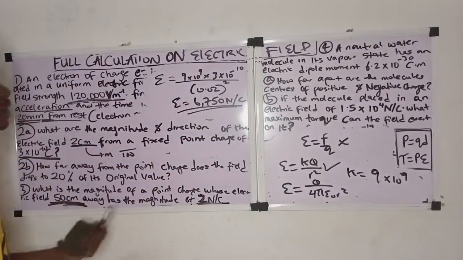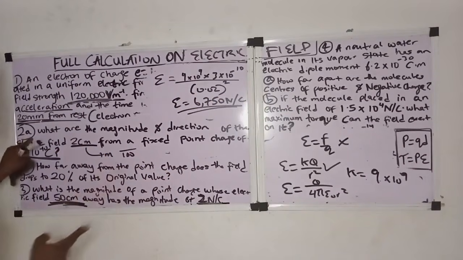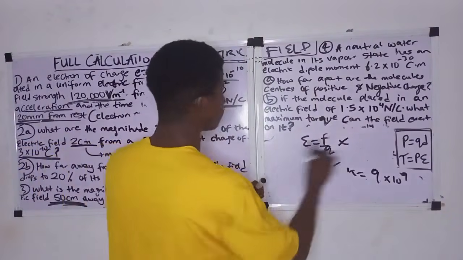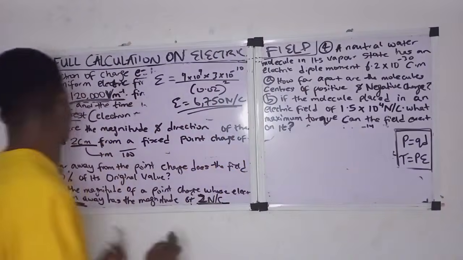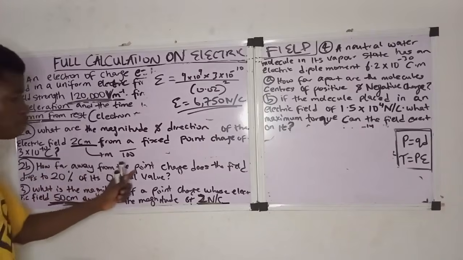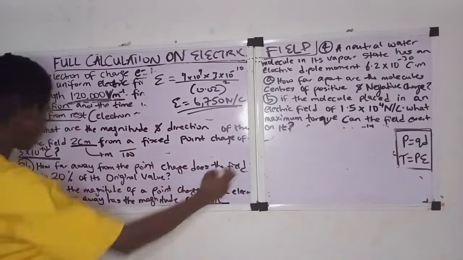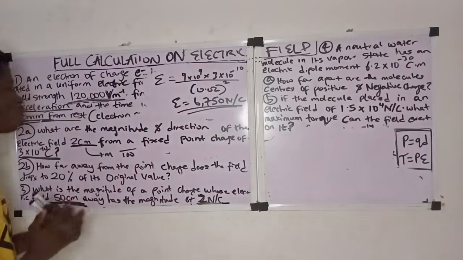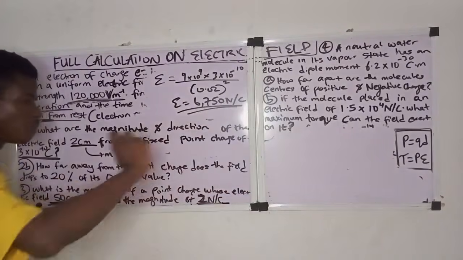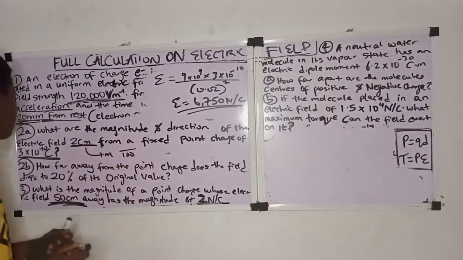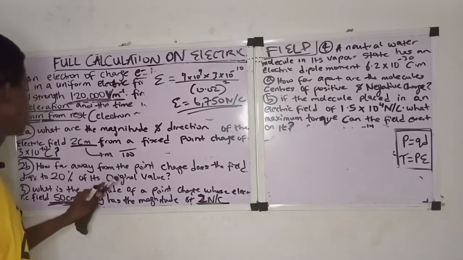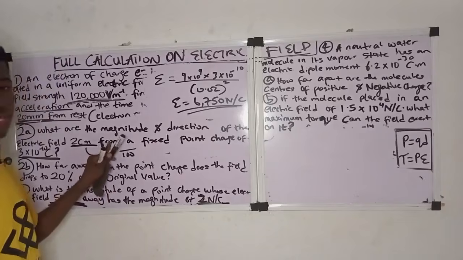Now remember, this question 2 is of 2 parts. This is part A, this is part B. So the electric field is 6,750. Now let's go to the next question, which is part B. They said, how far away from the point charge does the field drop to 20% of its original value? Now this question B is referring to question A.